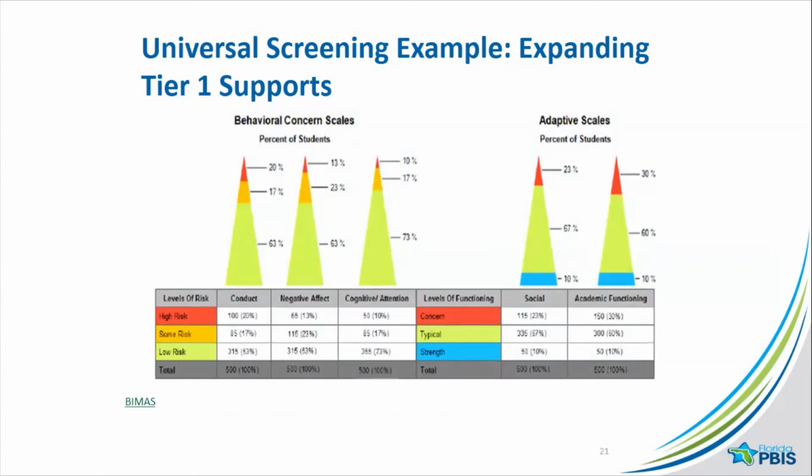We will leave you with universal screening, just because the screening tools can be used universally or they can be used for individual students. The pro of universal screening is illustrated through this example, and this particular screener used is the BIMAS. This is the little data template or scoring software that comes with this particular tool.